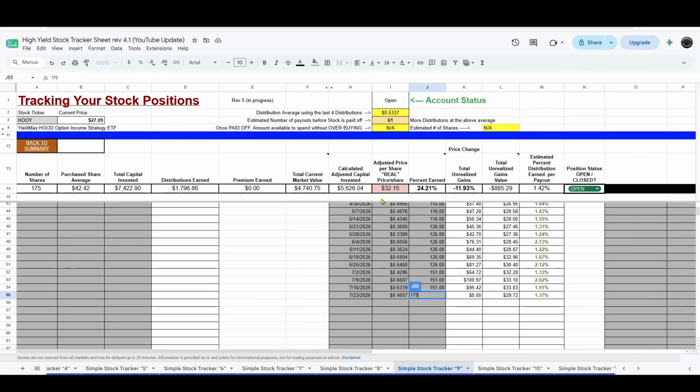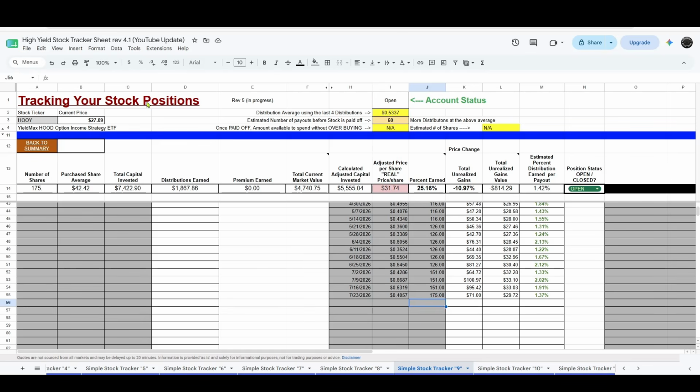So this week, I'm actually able to count all 175 shares of WHOI at that 40 cents, and that's going to help to lower that real price per share of $32.15 down to $31.74. And that means if I were to sell all my shares of WHOI at the current price, I would take a loss, but it would only be a loss of $814 because the current price of WHOI is at $27.09 versus my real price per share at $31.74.